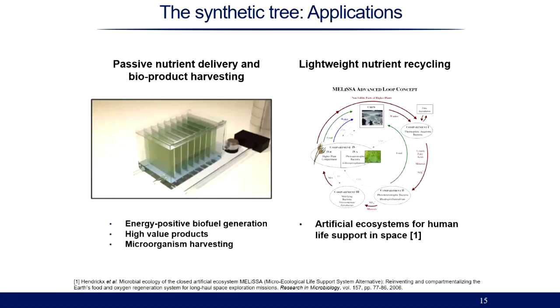Solar powered production of high value products, pharmaceuticals or nutraceuticals that are produced by a particular alga of interest. And then also if you have a fish farm or something of that nature that needs food, this is an efficient way to cultivate feedstock for your farm. On the right, we have a concept of lightweight nutrient recycling, specifically for the synthetic tree gas exchange. So on a human space flight, this technology could be used to consume carbon dioxide and produce oxygen for a human crew, thereby acting as a gas exchange mechanism to close the loop on human life support in space.